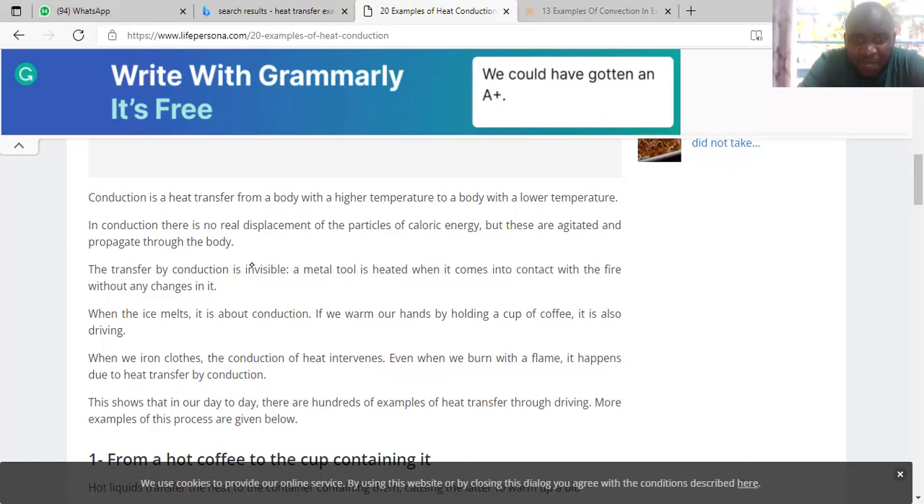So in conduction, there is no real displacement of particles, like I told you. The transfer by conduction is invisible. A metal tool is heated when it comes into contact with fire. A metal tool can be put in fire and the whole of it can become heated without the other parts actually going into the fire. When we iron clothing, conduction of heat intervenes. Even when we burn with a flame, it happens due to heat transfer by conduction. So as you iron your clothes and you're enjoying being smart, you only become smart because of physics. When you use the iron box, it will transfer heat from the iron box to the cloth. And thus that heat energy will align the molecules of the shirt, which have been wrinkled, to face in one similar direction. And hence your shirt, your dress will be ironed. Okay.